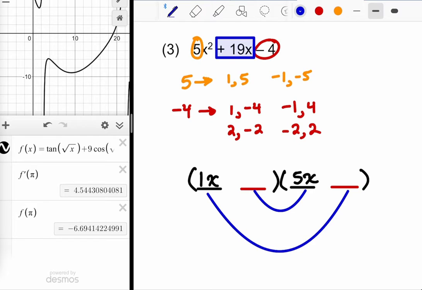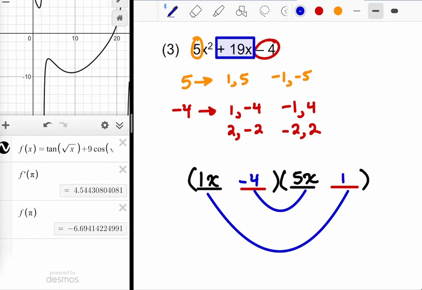So let's say I do the 1 here and the negative 4 here. The 5 times the 1 will give you a 5. The 1 times the negative 4 will give you a negative 4. Those are two fairly small products. So if I add two fairly small products together, my result is going to be fairly small. So that's no good.